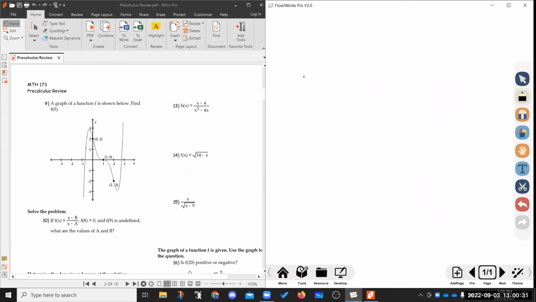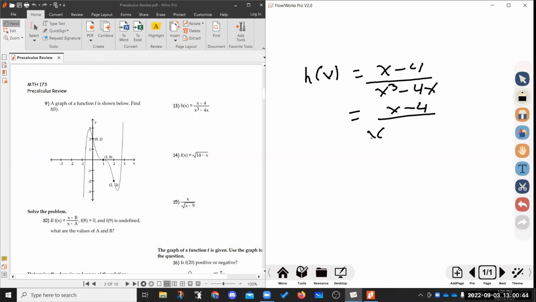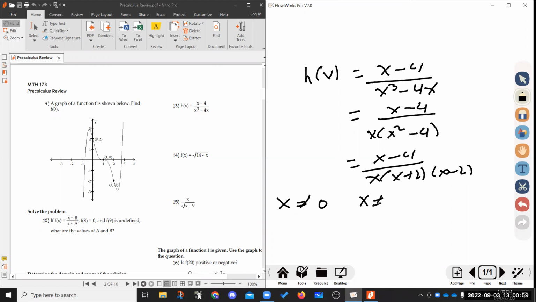Number 13, we have h of x is equal to (x minus 4) over (x cubed minus 4x). We're going to have to factor that denominator to find the domain. x times (x squared minus 4) is going to be x minus 4 over x times (x plus 2) times (x minus 2). That numerator doesn't bother me. It's only the denominator that bothers me. x can't be equal to 0. x can't be equal to -2. x can't be equal to 2.